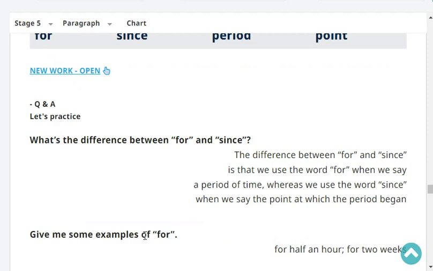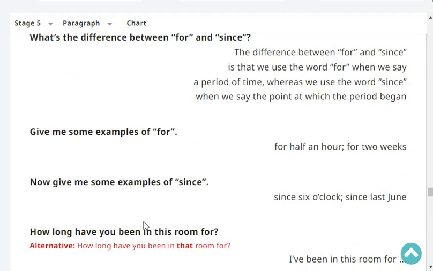The difference between for and since is that we use the word for when we say a period of time, whereas we use the word since when we say the point at which the period began. Give me some examples of for, please.